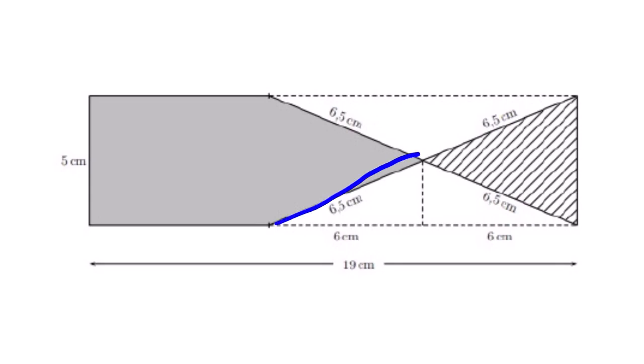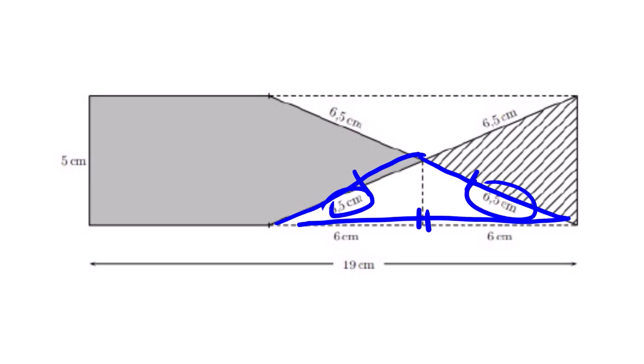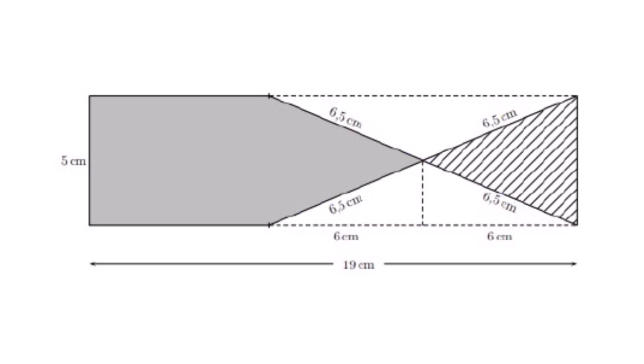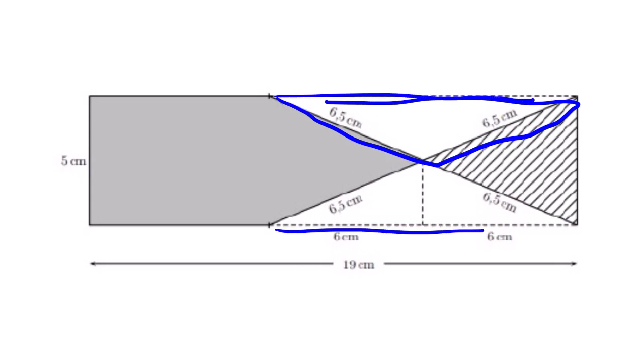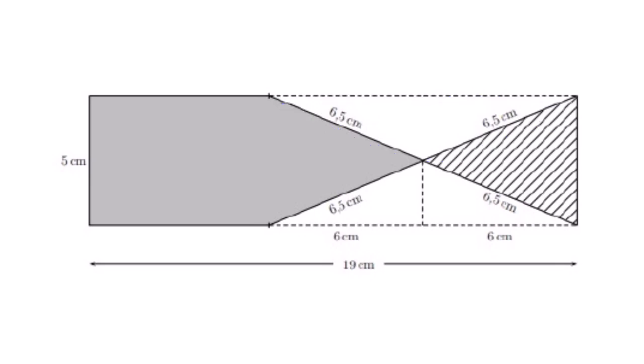Looking at this triangle, we can clearly see that this is an isosceles triangle because these two sides are the same and then one side is different. So that is an isosceles triangle. Looking also at this one, it is also an isosceles because this side is equal to this side. So we have identical triangles here.